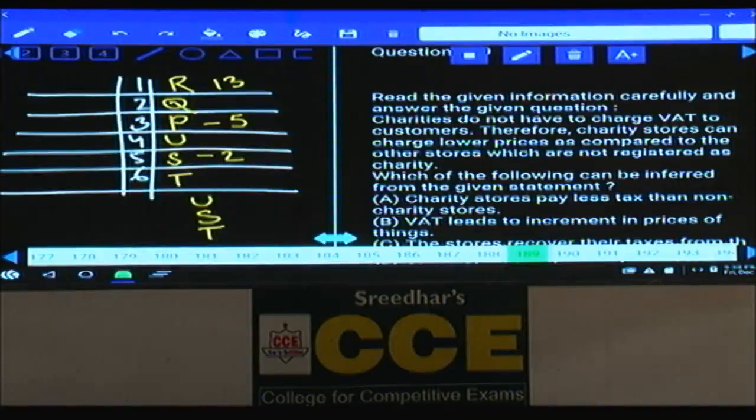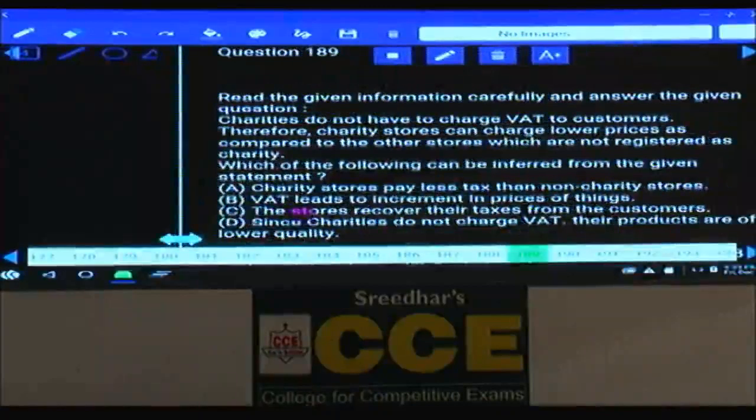189 and 190. Now in this 189 and 190, charities do not have to charge VAT to customers. Therefore, charity stores can charge lower prices as compared to other stores which are not registered as charity. Then which of the following can be inferred from the above statement? Now what is the information here? Charities do not have to charge this VAT to customers, hence the prices will be lower.